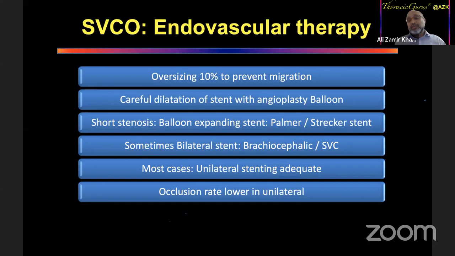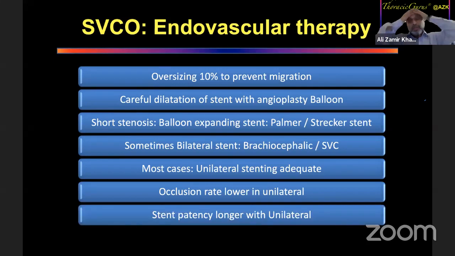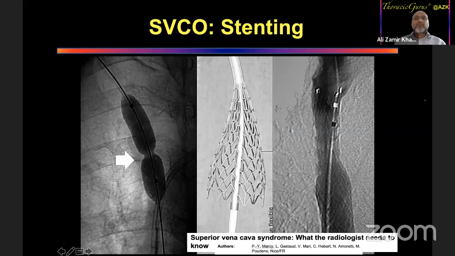And the important thing is if you've only stented the SVC, then the occlusion rate is lower and the recurrence rate is lower, reocclusion rate is lower. So the stent patency is longer with unilateral. And this has been studied in a couple of studies, and this is the data that has come out of that. So if you can avoid it, preferably avoid a bilateral stenting. But of course, in some patients, you have to do it.